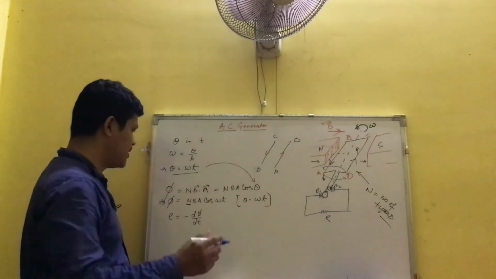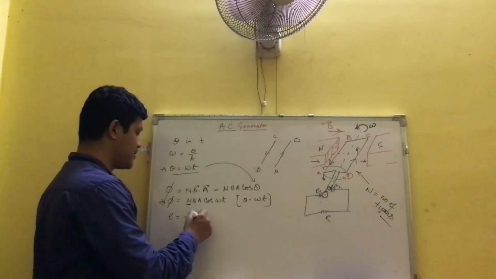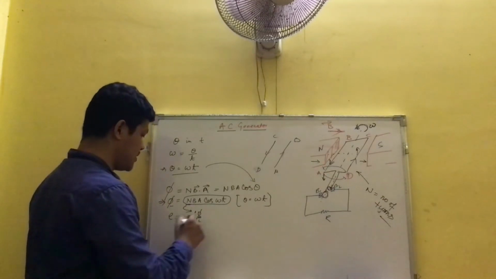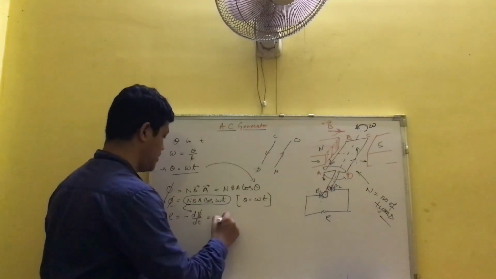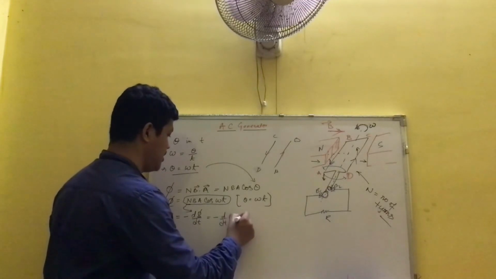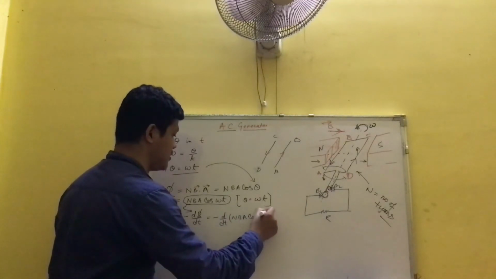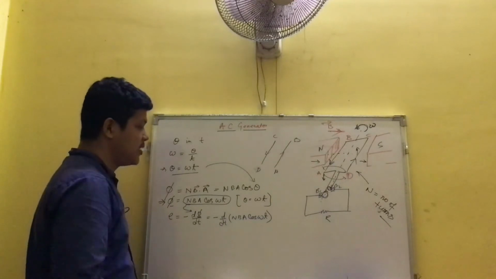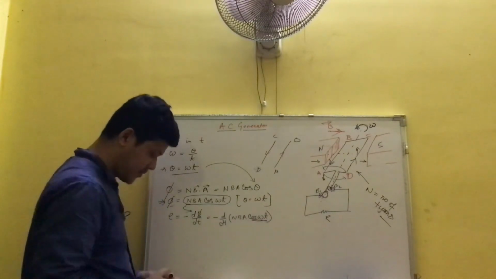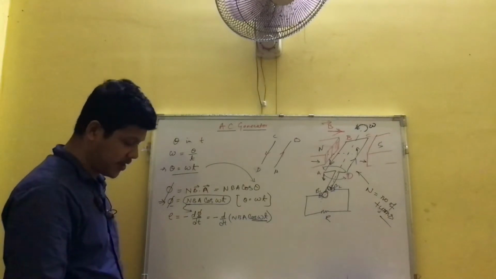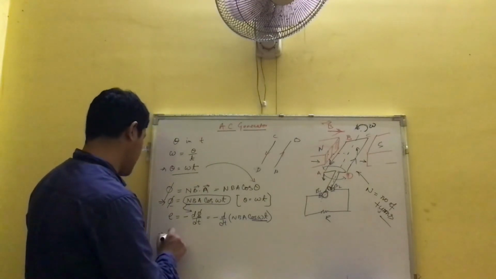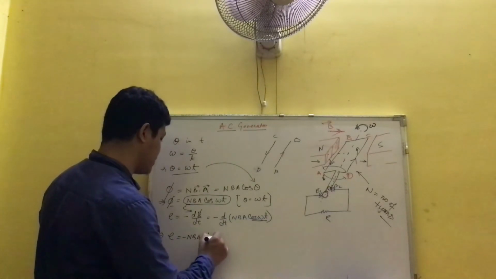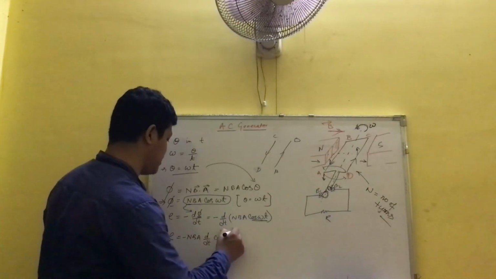Now let us replace this flux phi with its value. Then what will you get? Minus d by dt of n B A cos omega t. We have to differentiate this term with respect to t, and cos omega t is the function of time only. So that's why we can write E is equal to minus n B A d by dt of cos omega t.